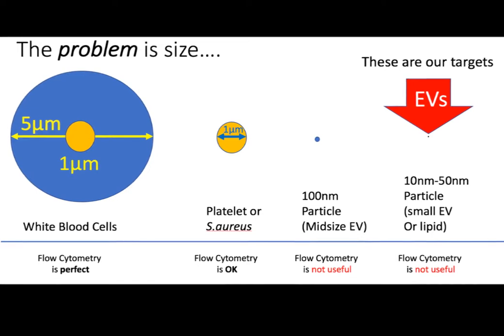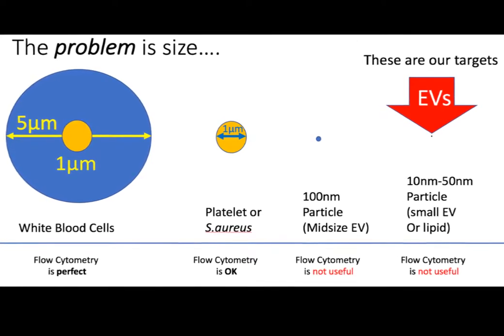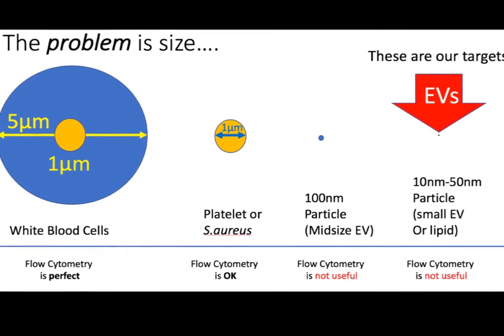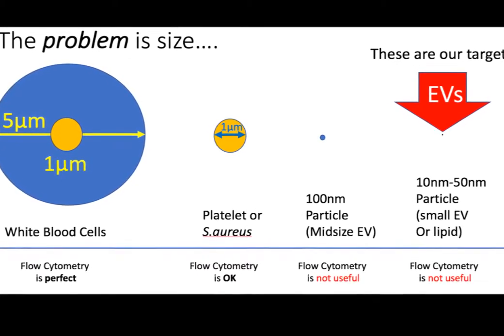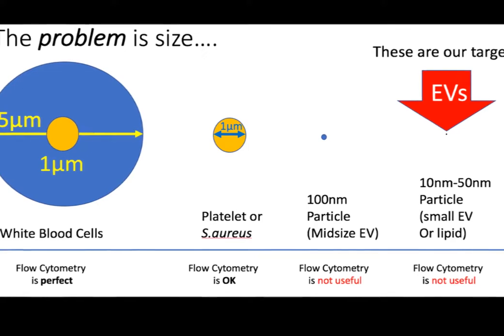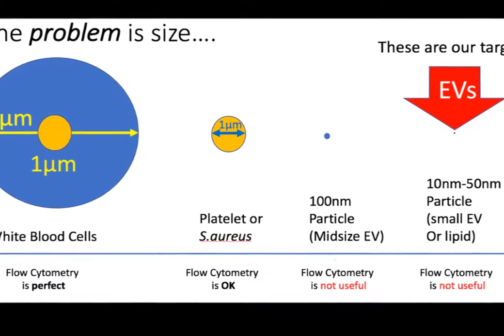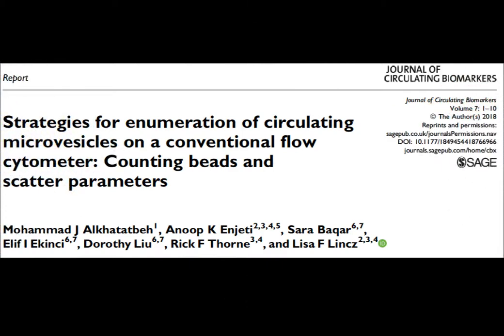A lot of the studies are published using flow cytometry, but here is the fundamental problem with flow cytometry. It's about the size of the particles. Flow cytometry was designed to be really good at evaluating blood cell-sized particles, but when you get to EVs, it's simply not capable of making useful measurements.